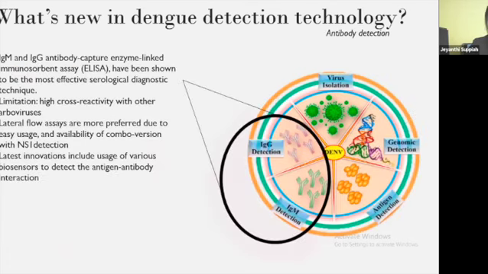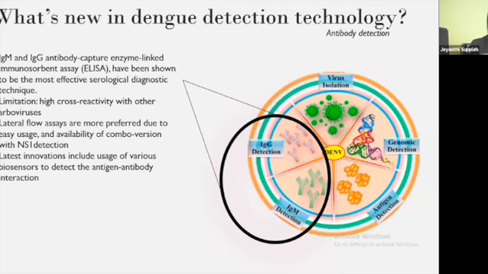Okay, what about antibody detection? So ELISA remains one of the most effective serological diagnostic techniques to detect and capture IgG and IgM particularly. It is quite useful, but the limitation is high cross-reactivity with other arboviruses, because basically the flaviviruses share similar antibody structure, IgG, IgM. So cross-reactivity is highly evident.